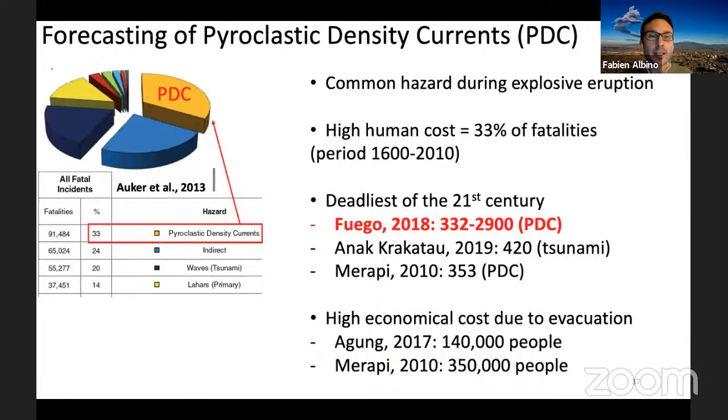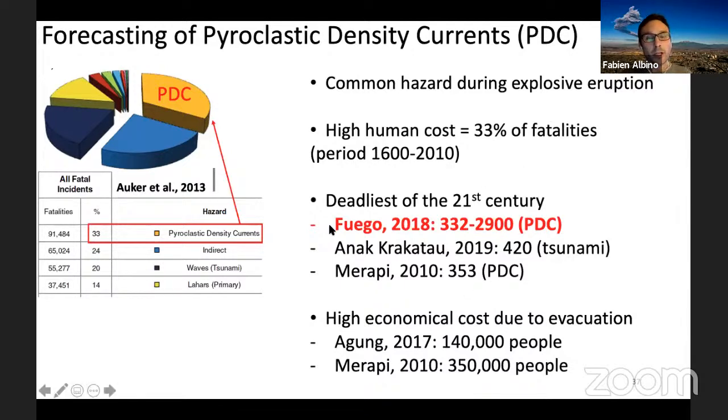So the interesting thing here is to look at this eruption and how we can improve the forecasting of pyroclastic density currents. We all know that pyroclastic density currents are a common hazard during explosive eruptions. They have a high human cost. You see here, about 33% of the fatalities.